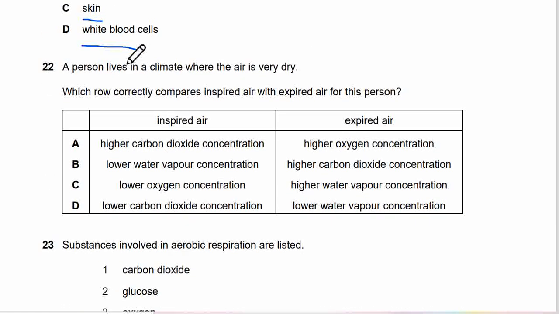Question 22. A person lives in a climate where the air is very dry. So which row correctly compares inspired air, the air entering the body, and the air exhaled from the body, expired air? So the air entering the body will be low in water vapor because it is dry. So high carbon dioxide, low oxygen. So this one will be correct. Low water vapor, and exhaled air will be high in carbon dioxide. So question 22 will be B.